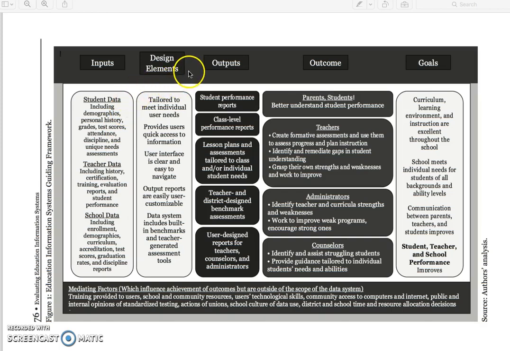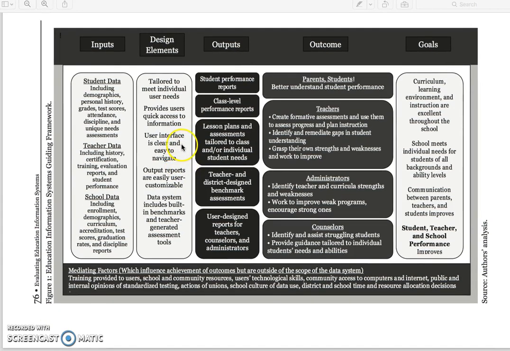The second dimension is the design dimension. And this is about how we design an education information system to make sure it meets individual needs, to make sure it is accessible to the various users. And how do we design the interface so that it's easy to navigate? The layout, the tabs and the buttons are intuitive and easy to use.